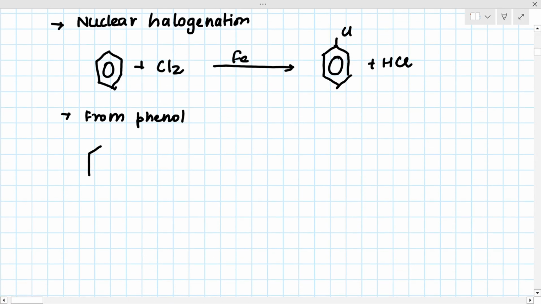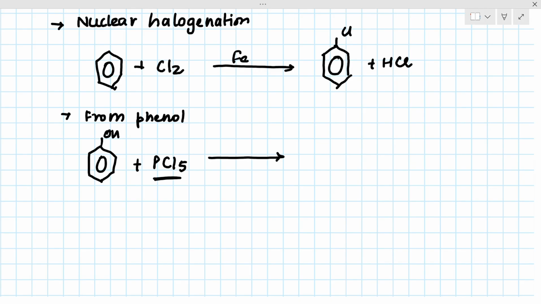One more method is from phenol. You have the phenol group plus PCl5. This method can also be used in haloalkane, that is PCl5 plus ROH, which is also going to yield you a haloalkane. You get C6H5Cl plus HCl plus POCl3. This is what is going to be the reaction.